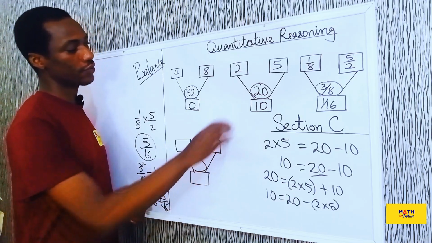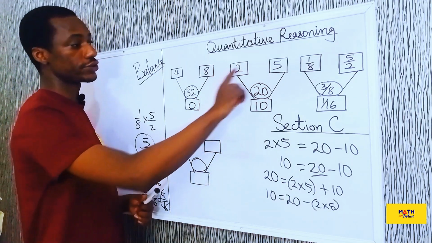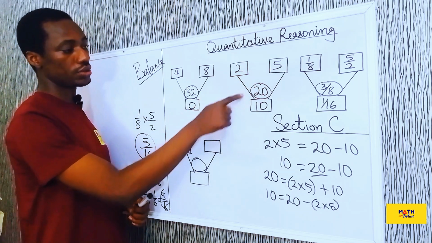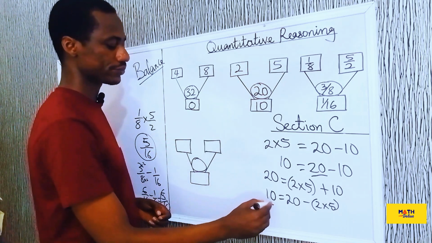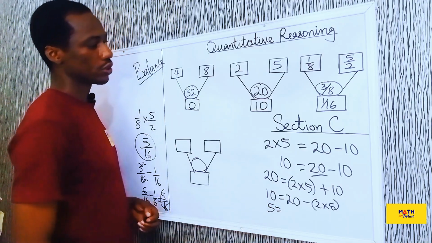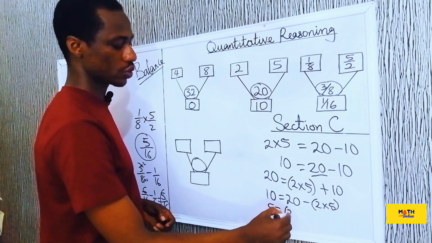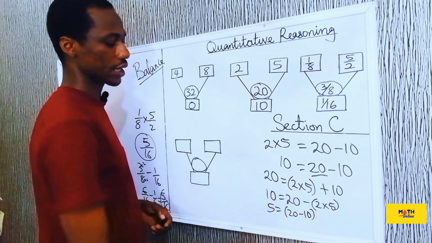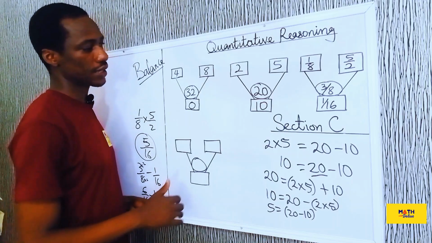So from 2 and 5, we know that the result of this product is equal to the result of this subtraction. All right. So that means for 5, we're going to do this subtraction first. That's 20 minus 10. That's why I'm putting it in brackets, meaning that I should do it first. All right. And that gives you 10.